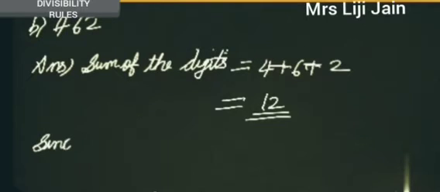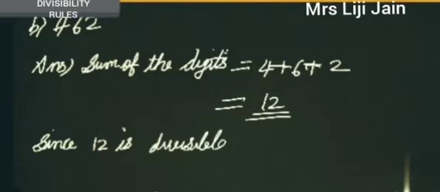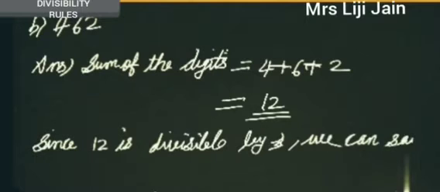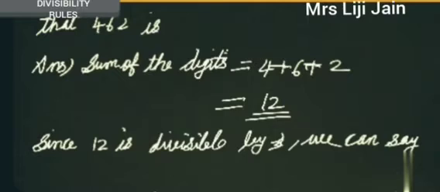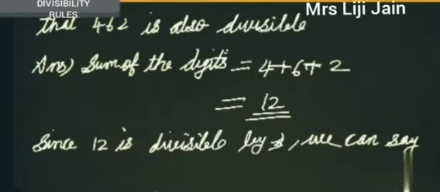Since 12 is divisible by 3, we can say that 462 is also divisible by 3. Okay? Yes.